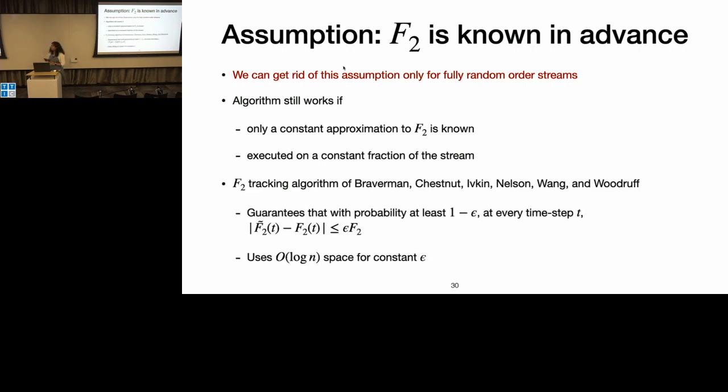Here, the basic ingredient that we use is an F2 tracking algorithm due to the previous paper, the Braverman, Chestnut, Ivkin, Nelson, Wang, and Woodruff paper. This basically guarantees that with at least, let's say, a constant probability, I can get an additive error approximation to F2 at each time step. So this is like an F2 tracking algorithm that they have, and this algorithm just uses log n space.